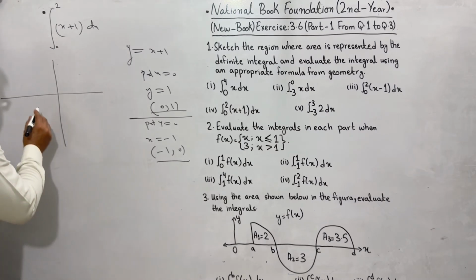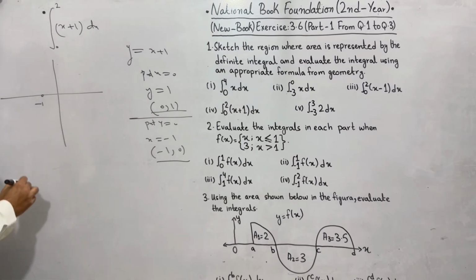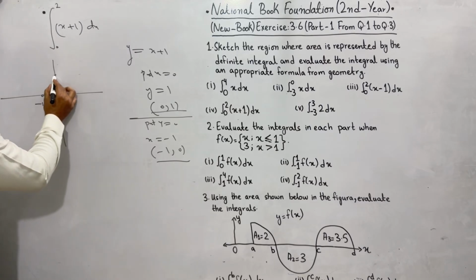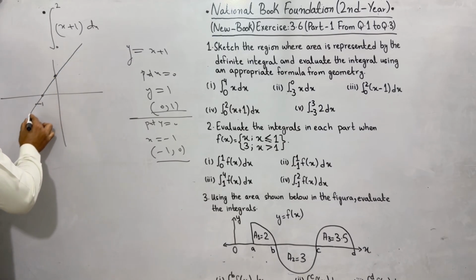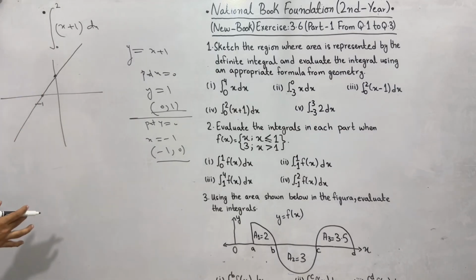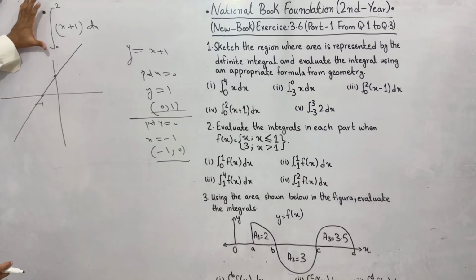X is minus 1 and y is 1. Our line must run through both these points. Okay, this is our overall graph. Now we have to shrink or cut off the graph from 0 to 2. We are interested only in 0 to 2.